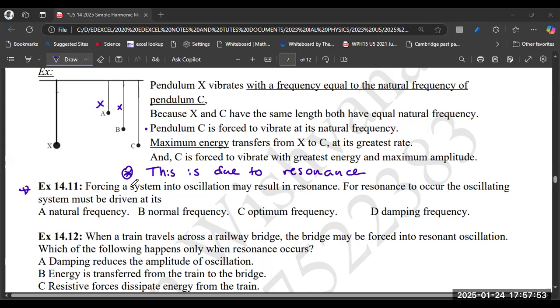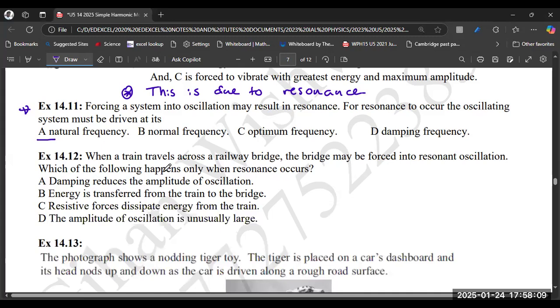Forcing a system into oscillations may result in resonance. For resonance to occur, the oscillating system must be driven at its natural frequency. When a train travels across a railway bridge, the bridge may be forced into resonant oscillations.